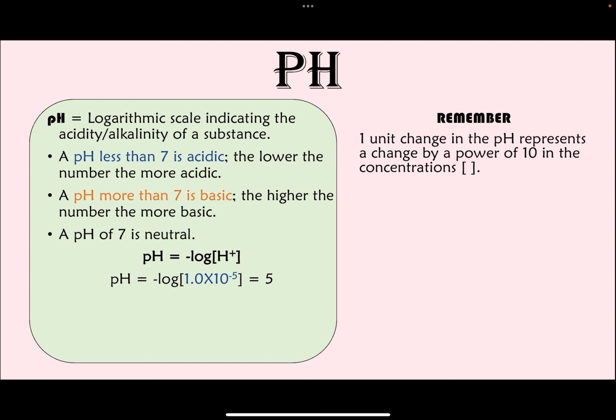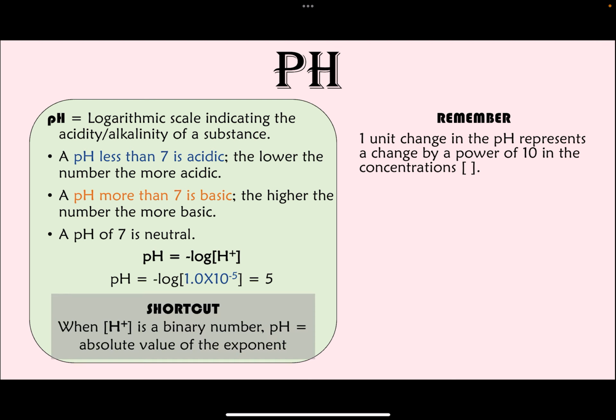for something like this, we can use a shortcut and we can just say that the pH is the absolute value of the exponent of the concentration. So the exponent of the concentration is negative 5. If you take the absolute value of that, your pH is going to be 5. But once again, the thing to keep in mind is that it only works if your coefficient is 1. If I give you something like 5.0 times 10 to the power of negative 5, then this shortcut is not going to work. So for something like that, just plug it in the calculator.